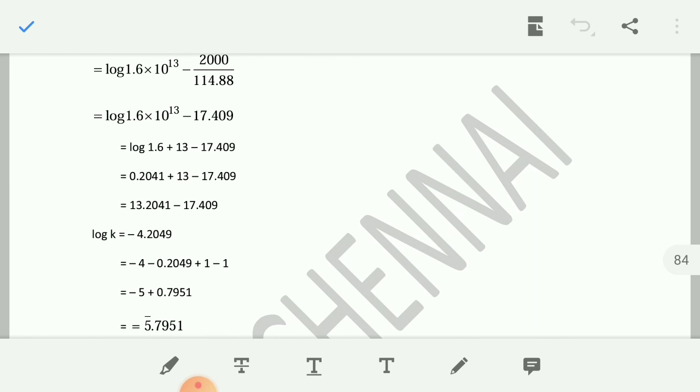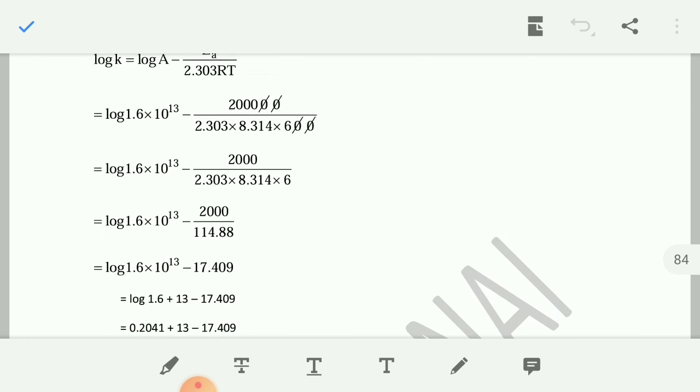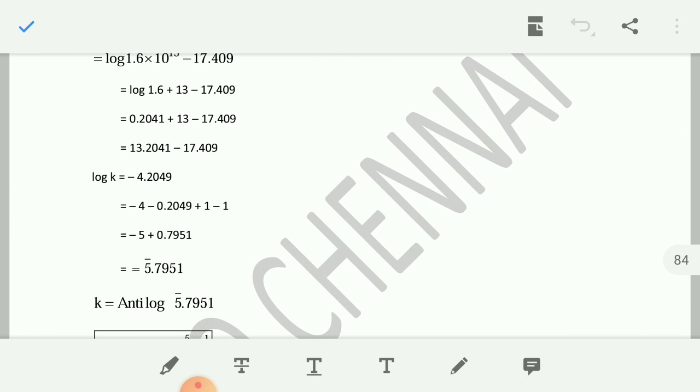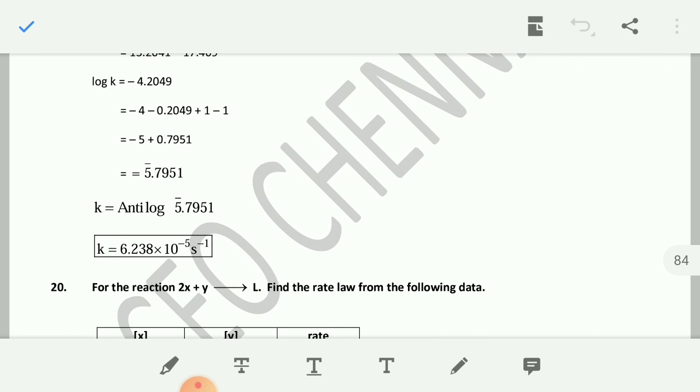So this equals minus 4.2049, written as minus 5 plus 1 minus 0.2049, because it is a first order reaction. So we get 5 plus 0.7951, which is 5.7951. Taking the antilog of this, we get the answer 6.238 into 10 power minus 5 per second.